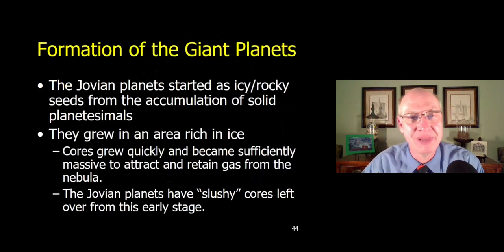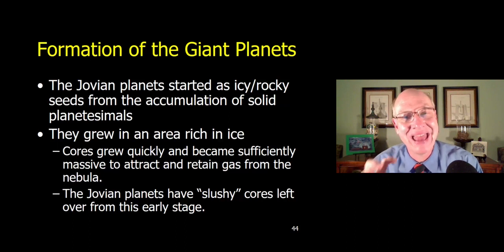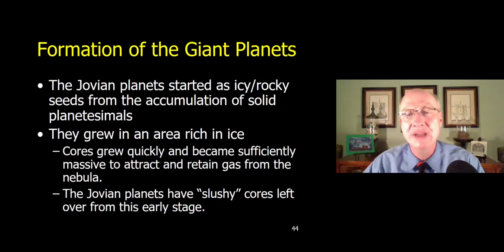And the Jovian planets, the giant planets, they started as icy, rocky seeds. Rocks and metals and ice clumped together. But because ice was much more abundant than rocks and metals, these things could grow much faster than any of the terrestrial planets. So the giant planets like Jupiter and Saturn, Uranus and Neptune, they started with these icy, rocky cores because they were growing in an area that was rich in ice.